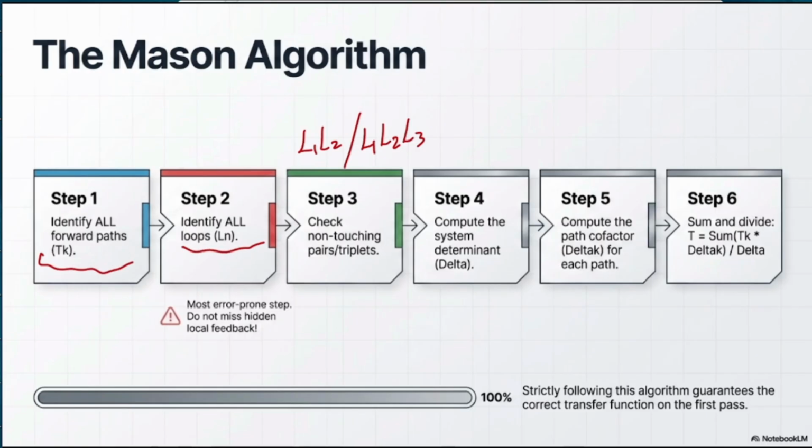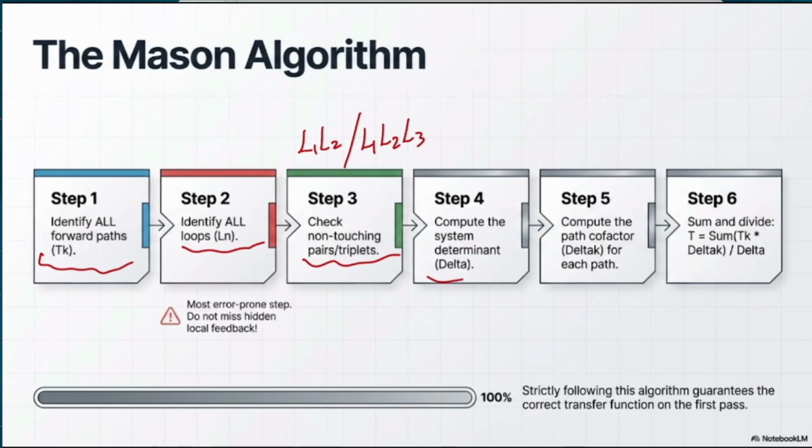Then I have to identify all of the loops, meaning a forward path and another way that comes back again to the first node itself. Then I have to find the non-touching pairs. Most of the time they are pairs, but if you find triplets, that's good. Pairs means that there should be two loops that do not touch each other, because they don't share the same node.